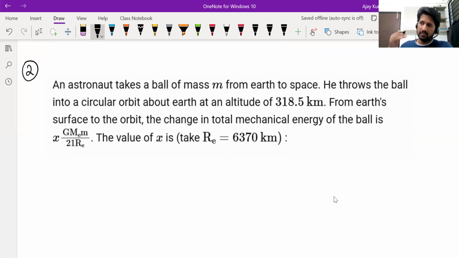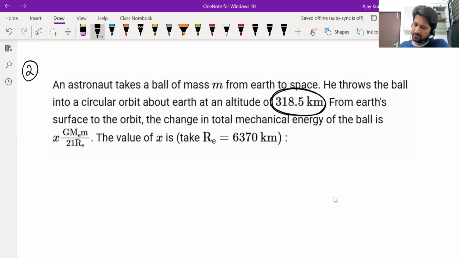Okay, so after taking it to a certain height, he is giving the ball the velocity required for it to stay in a circle. Means he is giving the orbital velocity. And they have given how high it is taken also. Altitude means height from the surface of Earth. Okay, not from the center. Obviously, 318 kilometers cannot be from the center. So above the surface of Earth, it is taken to that height.